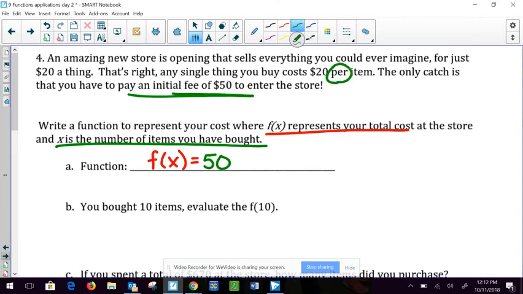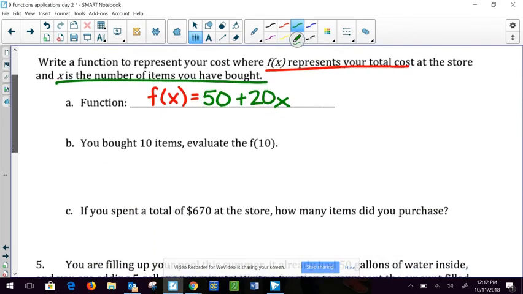20 per item. So that "per" word tells me that 20 gets my x. So if we're talking about how much total you have to pay, that $50 when you walk in, plus $20 per item, so 20x. Now I've written my equation and I can figure out what the questions that follow are. Letter B says you bought 10 items, evaluate f of 10. So that means you need to take the x out of my equation and put a 10 in its place. So f of 10 is equal to 50 plus 20 times 10.